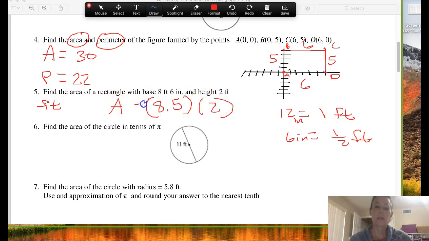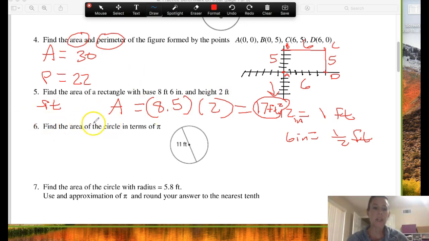Remember, area is base times height or length times width. If I do 8.5 times 2, I'm going to get 17. This is feet times feet, which is feet squared. So 17 feet squared. Please give me the units. Remember, area is always squared feet. Perimeter is always just feet, or whatever your units are. This earlier one didn't give us units because we're dealing with units on a grid. But when you're dealing with real length, give units.